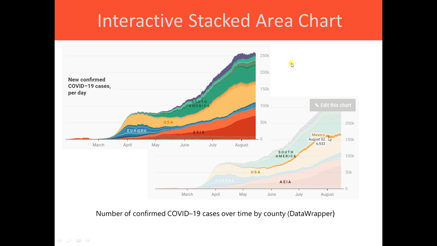Okay. Another one is an interactive stacked area chart. It's also pretty nice. You can see the newly confirmed COVID-19 cases per day over time, and you can see the different regions of the world. This red one is India, this is the USA, this is South America, probably Brazil. You can then hover the mouse over it and highlight certain regions of this stacked area chart, right?